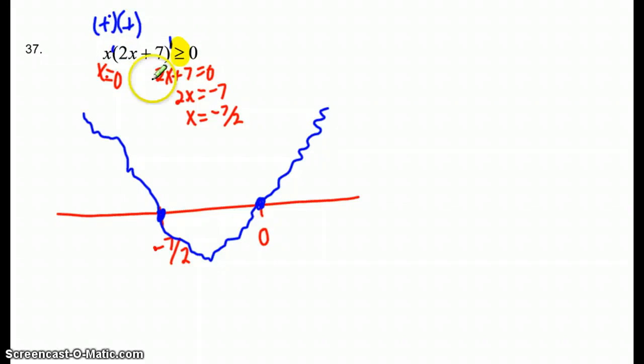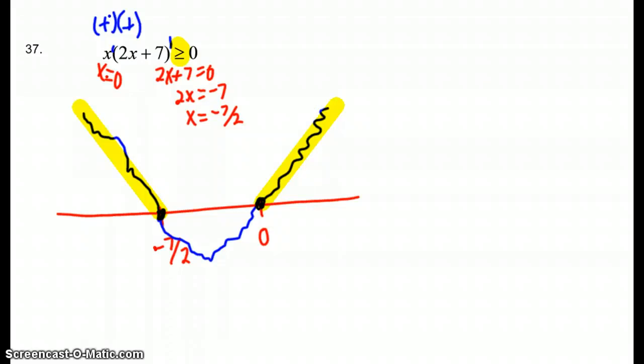When are these values above the line is what it's saying. Well, right there and right there. And you'll also notice that it has an equal sign, so it also includes the point at -7/2 and includes the point at 0. So I really got 2 sections of the graph here that I need.